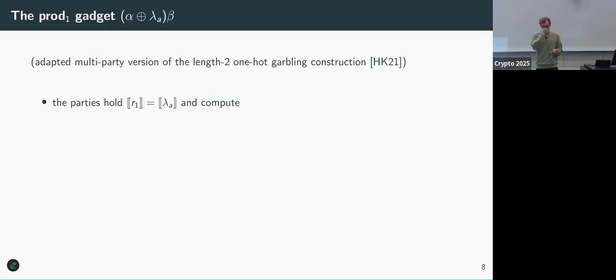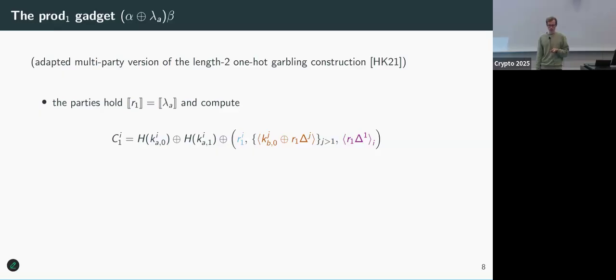So to compute the product 1 gate, you can think of this as a multi-party version of one of the half gates, or equivalently a multi-party version of this one-hot garbling construction from Heath et al., boiled down to the length 2. So the parties hold an authenticated sharing of this lambda. And then they compute this one ciphertext, they put in the bit share of this value that they want the evaluator to have, something that looks a bit like a properly defined wire key and authentication information.